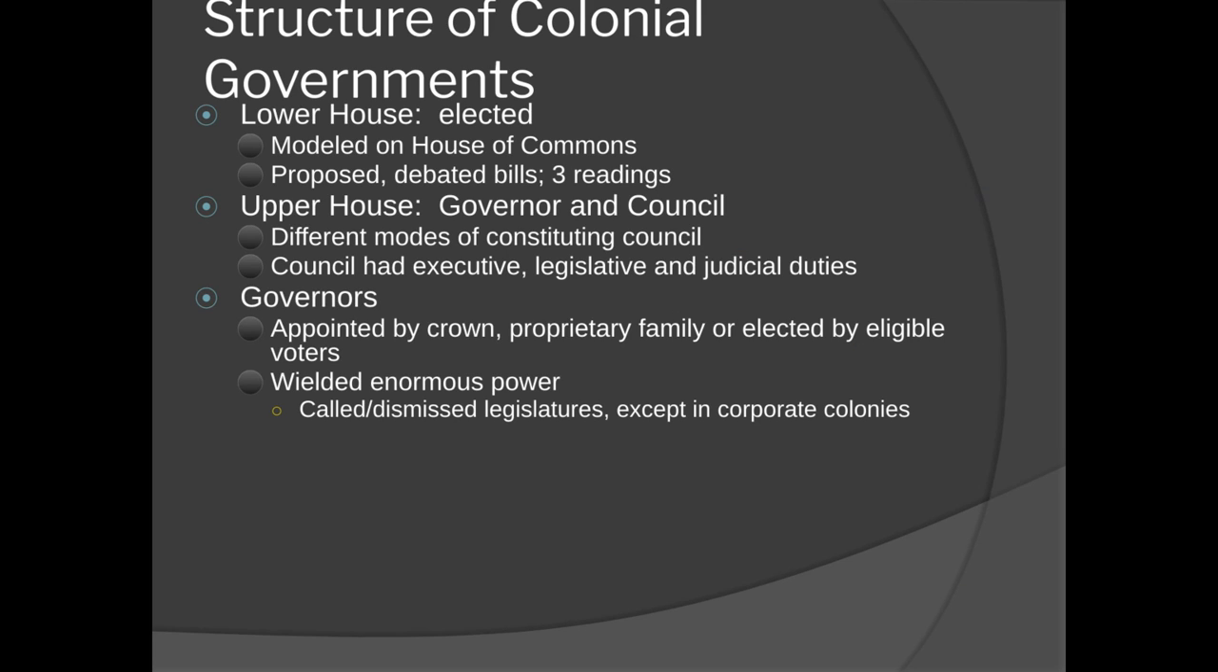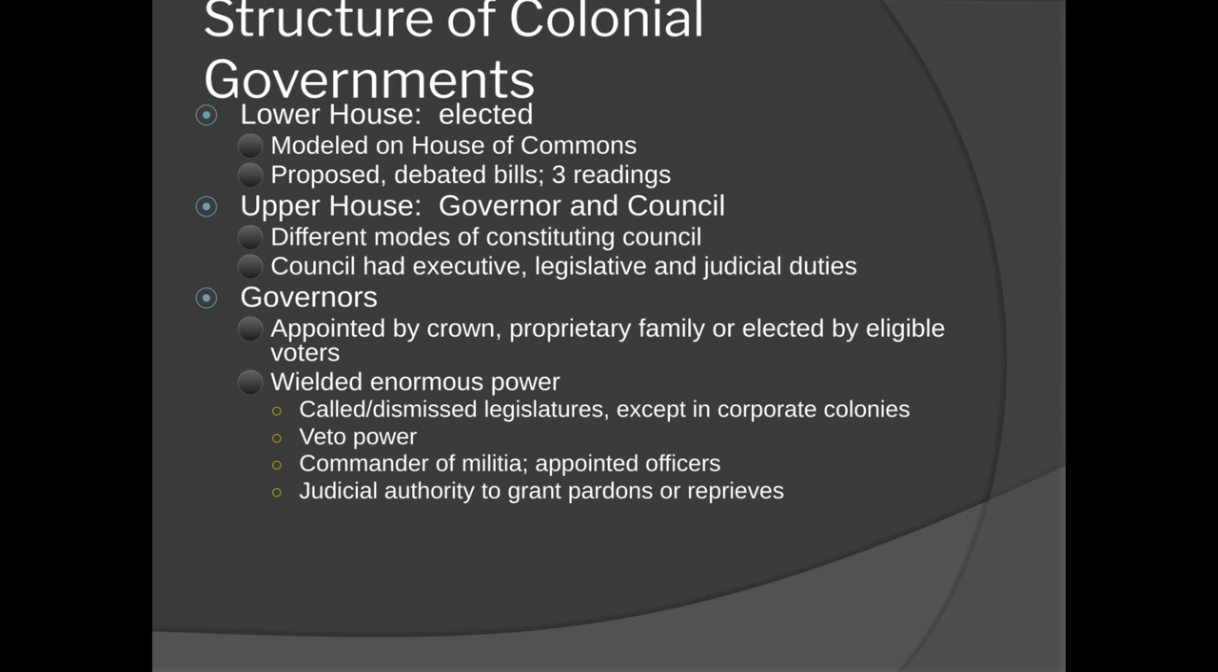They could call and dismiss legislatures. They had veto power. They were commander of the militia, and they also appointed officers. They had the judicial authority to grant pardons or reprieves. So it's kind of like the president of the various colonies. The governors held that much power. They were also allowed to grant land. They regulated trade. They conducted Indian affairs and other foreign affairs as well.